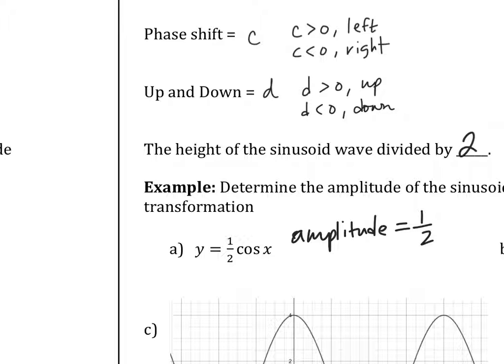What's the transformation? Transformation from what parent function? Cosine x. Cosine x is the parent function. So that 1/2 does what to the graph? Compress. Which kind, vertical or horizontal? Vertical. Vertical compress by 1/2.